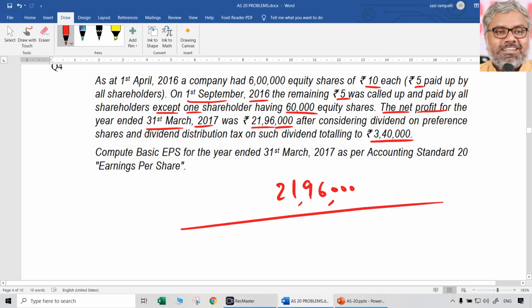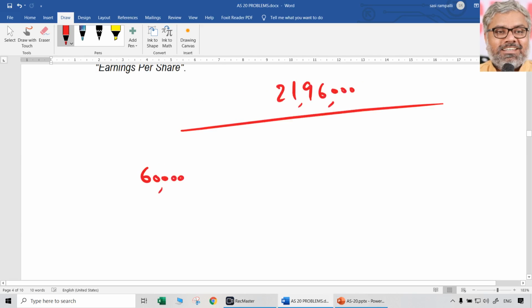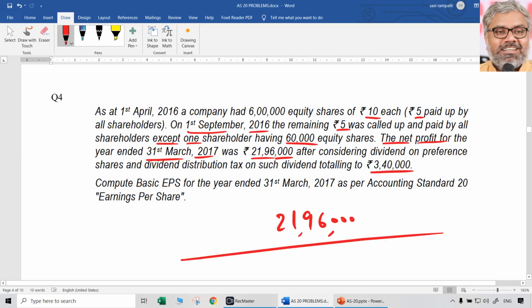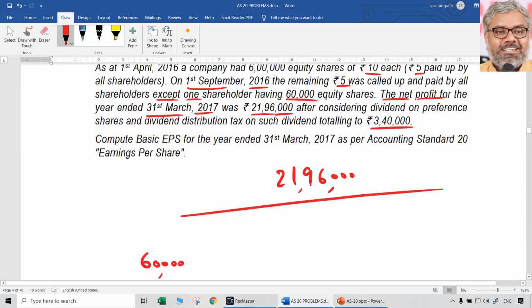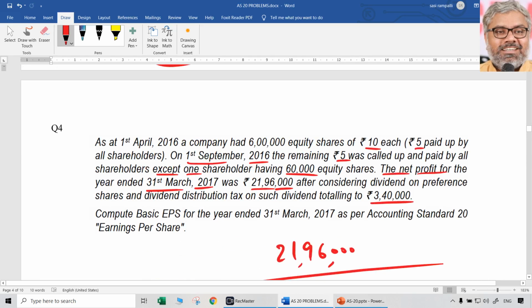So first of all, this 60,000 shares, whoever had, he never paid anything, right? During the year he never paid anything, but it was already there, part of the 6 lakhs, with 5 rupees only paid up. So this 60,000 will have an equivalent of only 30,000 throughout the year. There is no difference in that. That will be the same. 30,000 is that 60,000 number of shares.